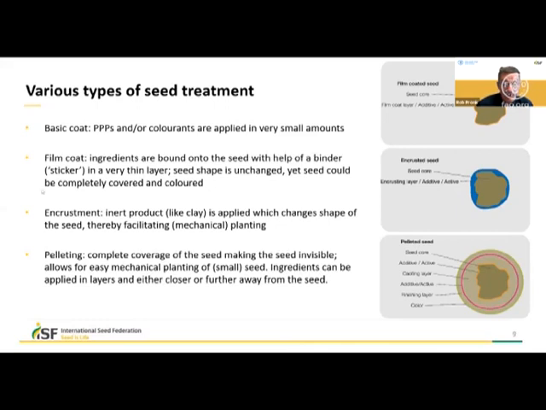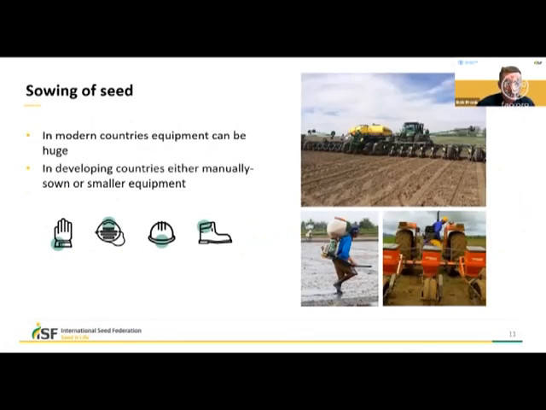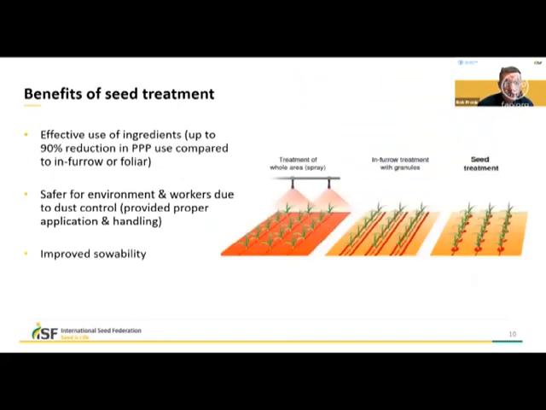Can you go one back, please? Yep, the benefits of seed treatment. There's, of course, the effective use of ingredients, where you can have a reduction of up to 90% of use of PPPs compared to foliar or in-furrow application. It's safer for the environment and workers due to dust control, provided, of course, that the product has been applied properly and safely handled, and sowability is improved.